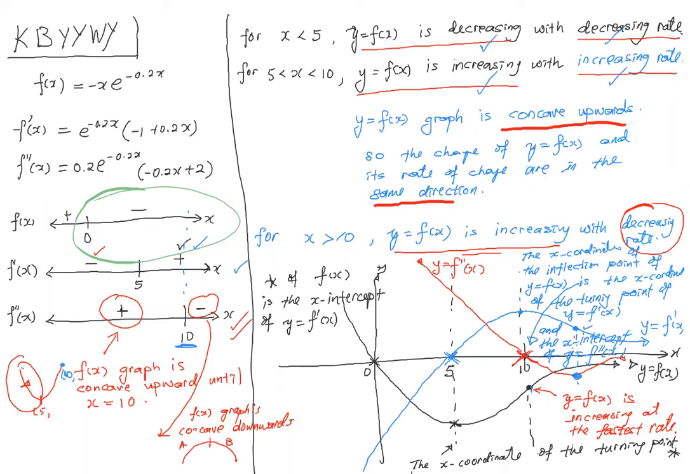Why the sign diagram of f double prime x is concave downward? Hey, I didn't say that. Okay, if the sign for f double prime x is positive, then f x is concave upward. So all these signs of f double prime x tell you about the shape of the f x graph. That is something you have to know.